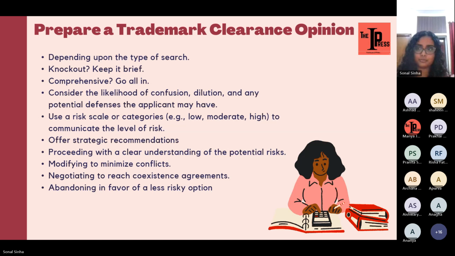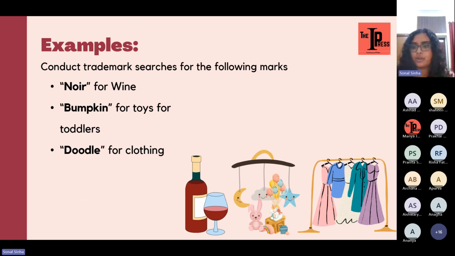And of course, worst case scenario, you abandon the mark and start afresh with a better, more trademarkable name. So now, the part that we are all here for, conducting a trademark search. I will show you three samples that we will be conducting a search for. The first one is Noir for wines, Bumpkin for toys, and Doodle for clothing. These are random names that I just came up with a few hours ago. So let's conduct searches for each. I will quickly get my notepad ready, and then we all can proceed with the search.